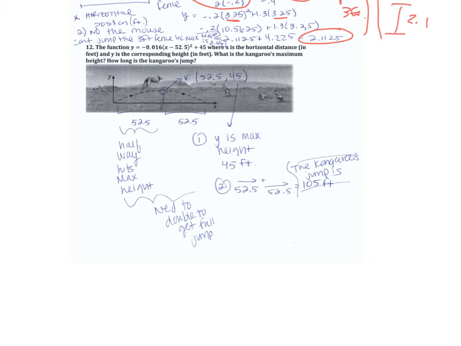When you're looking at the kangaroo problem, again, vertex is critical. Well, this problem's in vertex form, so it's very easy to find the vertex. Vertex is opposite of what's by the x, so positive 52.5, comma, number on right, 45. Okay, what do we do with the vertex? Okay, well, we know that the y-coordinate is the height.